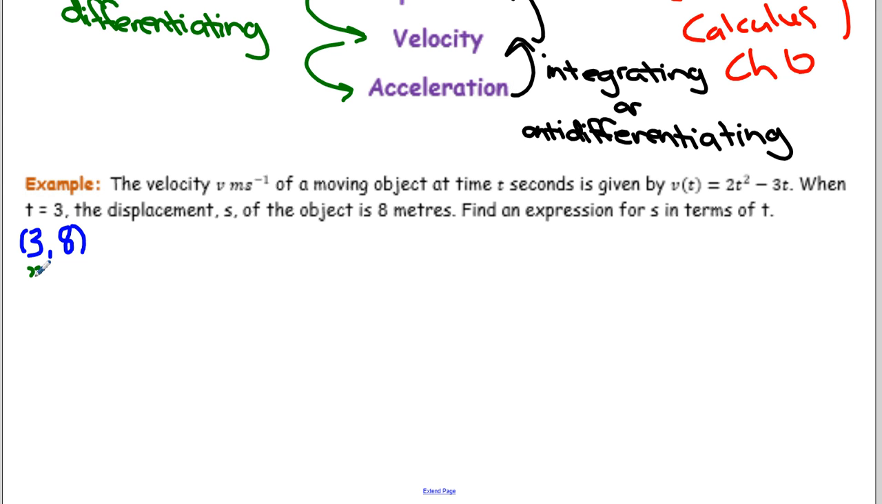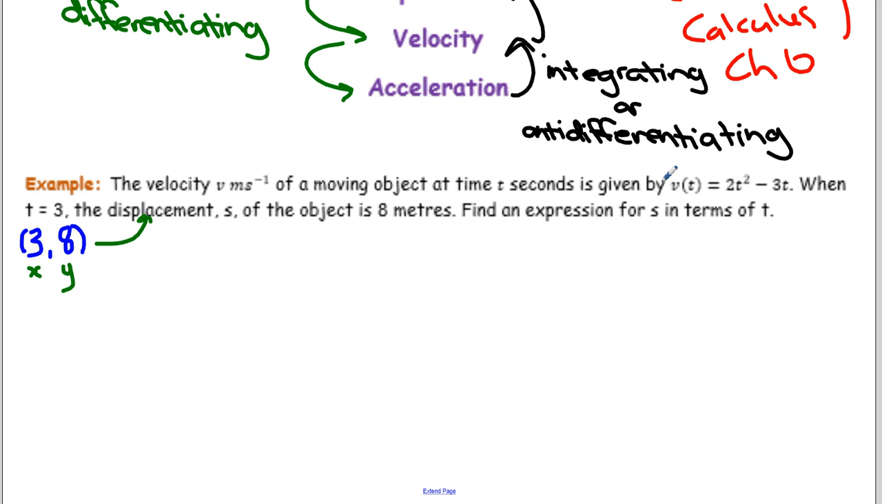Doesn't it equal 9 though? What does what equal 9? 9 times 2 is 8. Ah, but this is the velocity, not the displacement. That's a very good point. If you subbed in 3 into here, it wouldn't match up with 8. But this thing refers to the displacement, which is the integral.